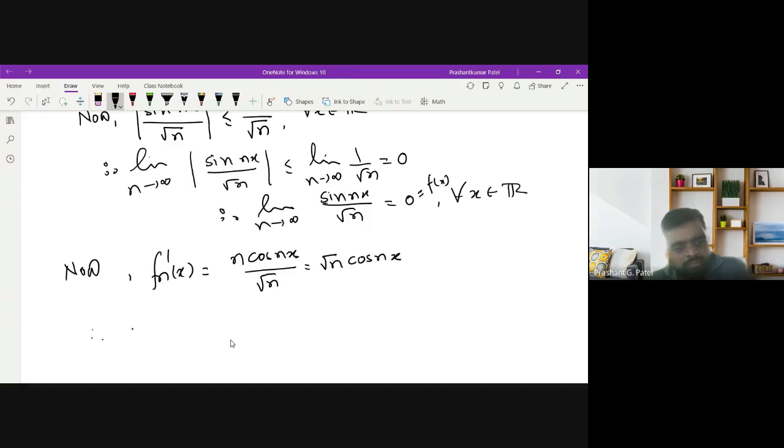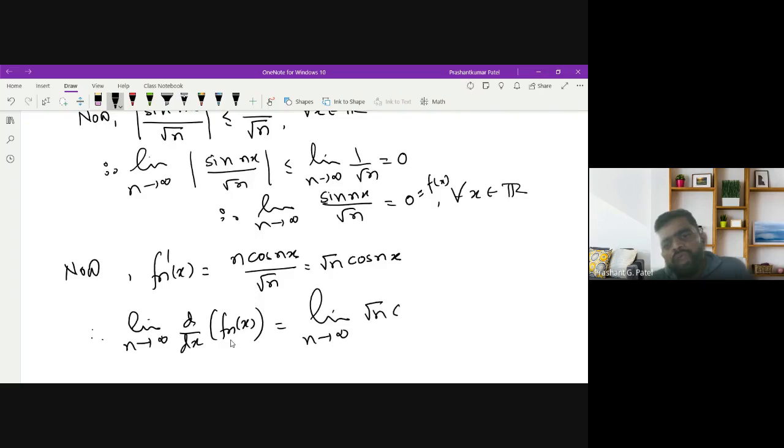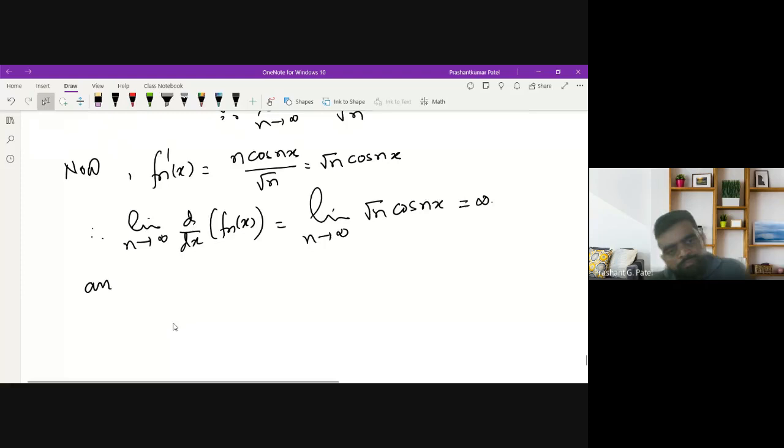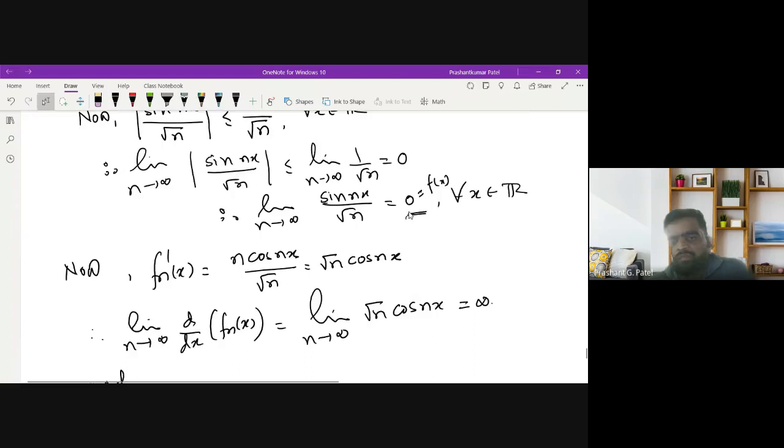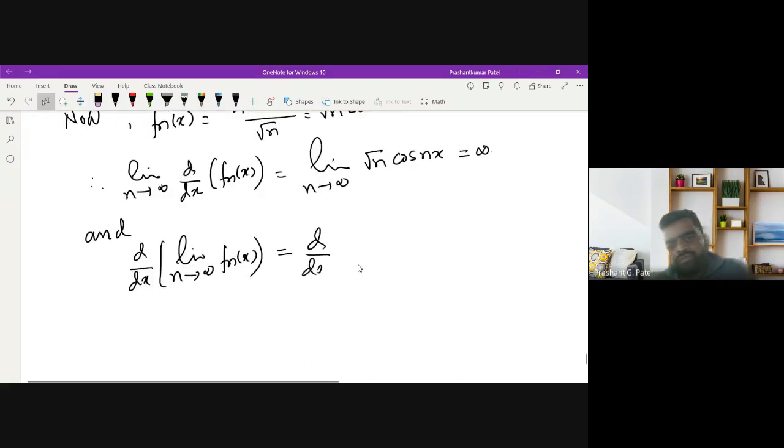And if I take the limit, I am talking about the limit as n tends to infinity of d/dx of fn(x). So the limit as n tends to infinity of √n cos nx. The cosine is less than or equal to 1, but multiplied by √n, which is unbounded, so this will go to infinity. So this limit does not exist. But on the other side, d/dx of the limit as n tends to infinity of fn(x): that limit is 0, so this is d/dx of 0, and the answer is 0. So these two quantities are not the same.